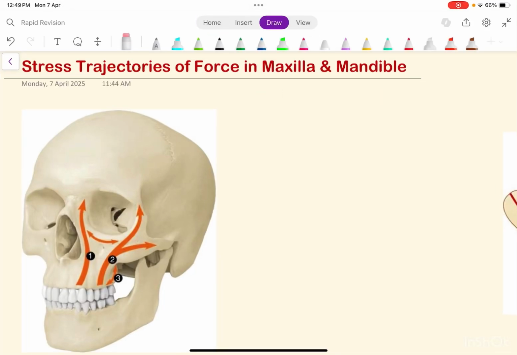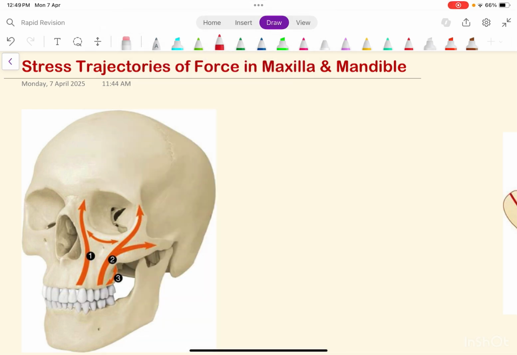So in this video I will be talking about stress trajectories of force in maxilla and mandible. First of all you should know that we have vertical trajectories and we have horizontal trajectories. Now first of all we'll talk about the vertical trajectories in maxilla.